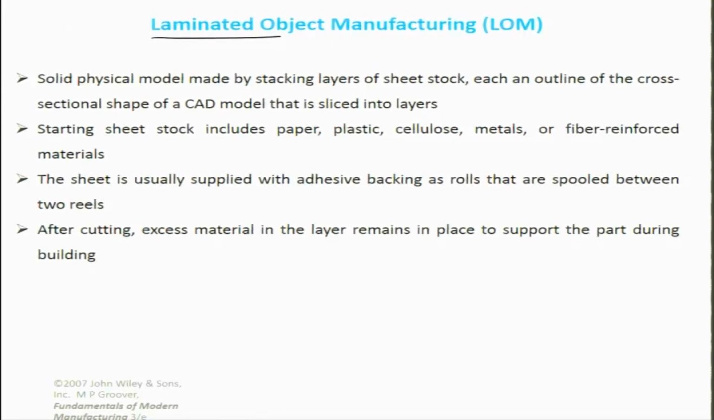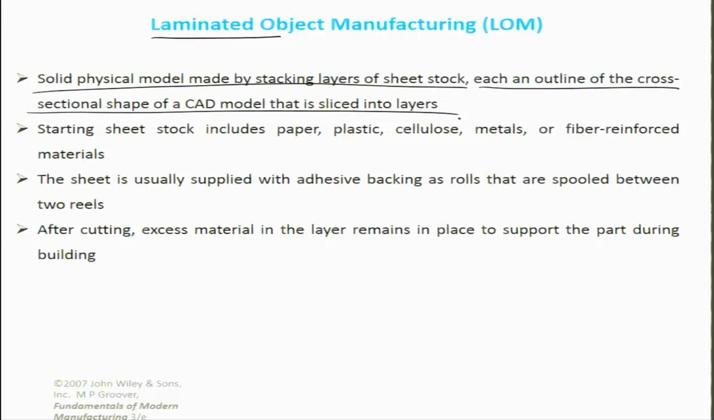Each laminate is positioned as a slice of information coming from a 3D geometry and formulates one layer of the geometry in the physical sense, in the physical real world. So the solid physical model is made by stacking layers of sheet stock, each an outline of the cross-sectional area of the CAD model, which is sliced into layers again.